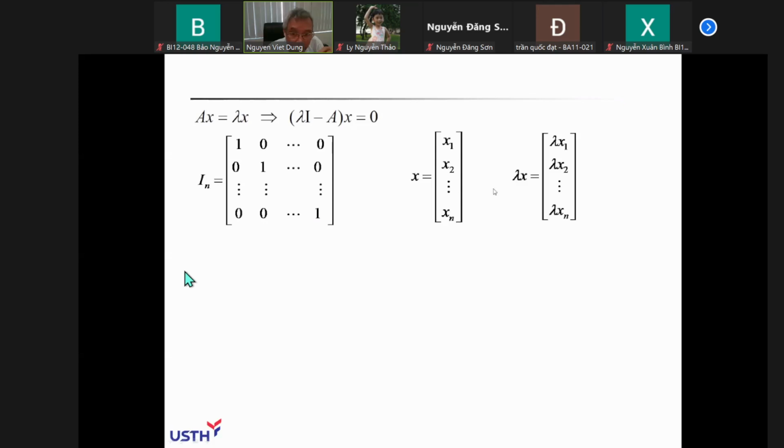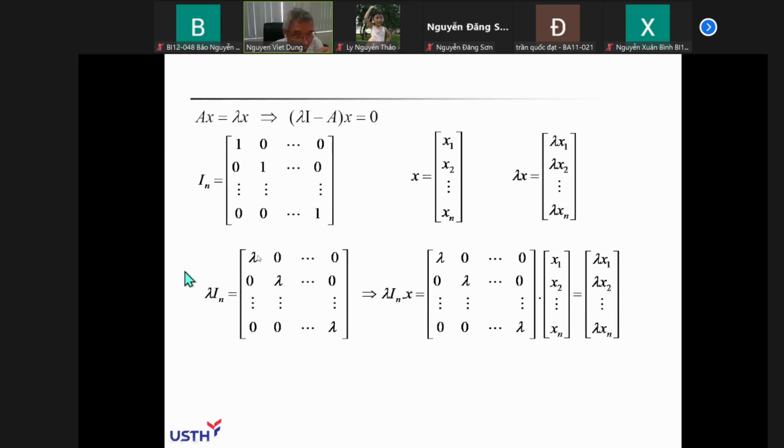And what is x? x is the column matrix like here: x1, x2, up to xn. Then lambda x will be that column matrix. You remember that it is required that x is not 0, meaning that not all of x1, x2, xn are 0. That is a requirement for eigenvectors. Now, lambda In is that matrix where the entries on the main diagonal become lambda and everywhere else is 0. With lambda I like that, if we take lambda I multiplied by the matrix x, we get that one.